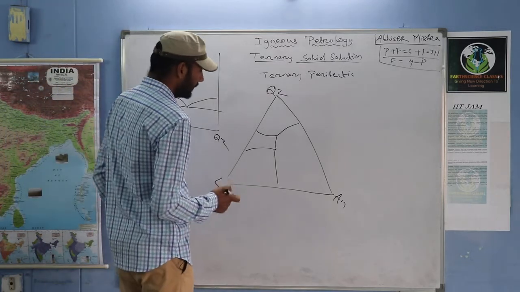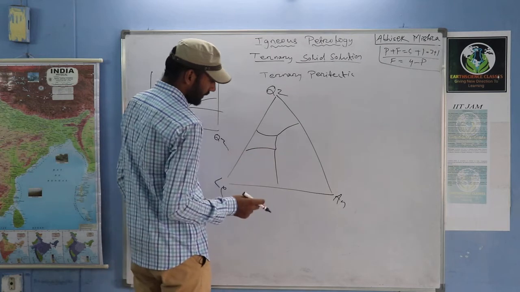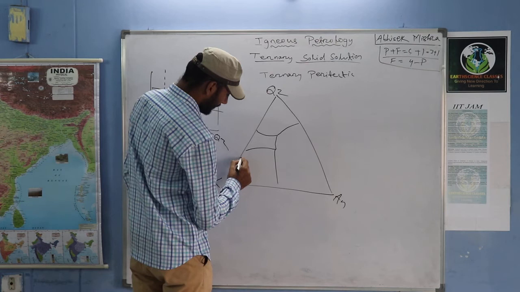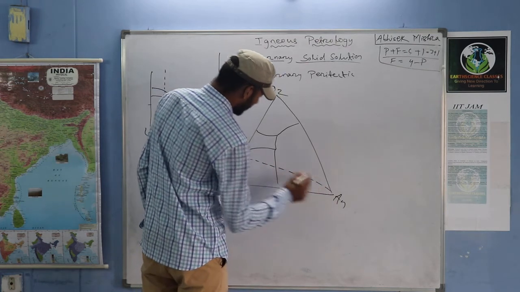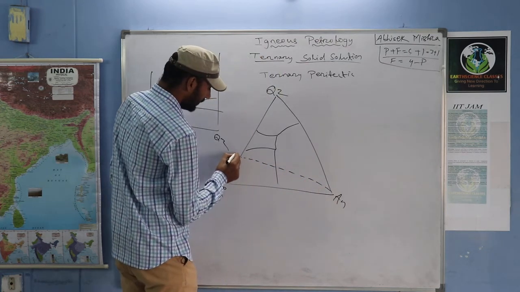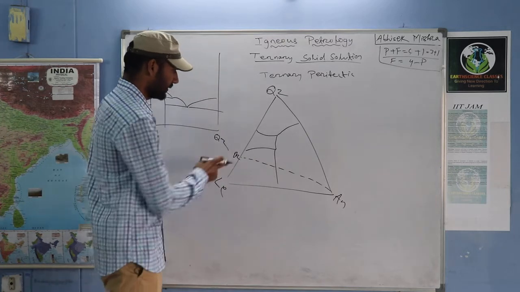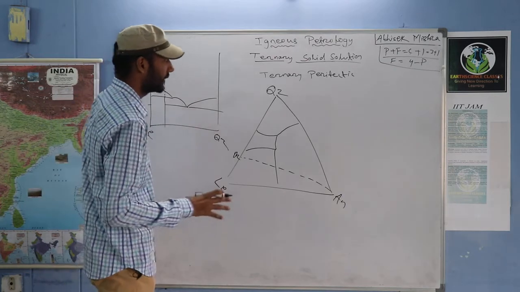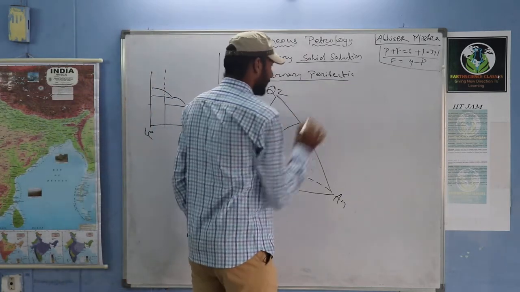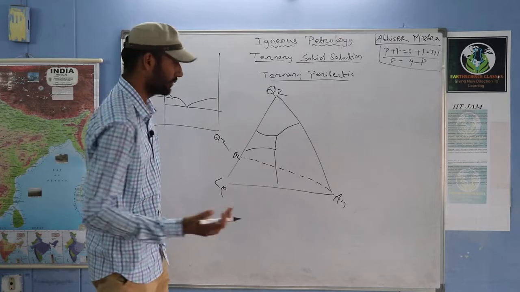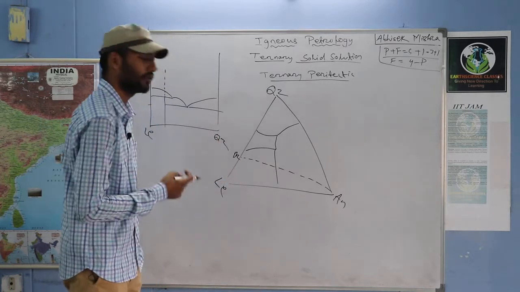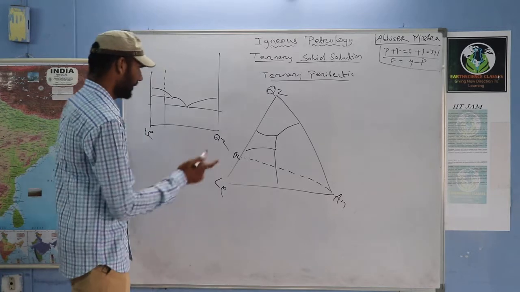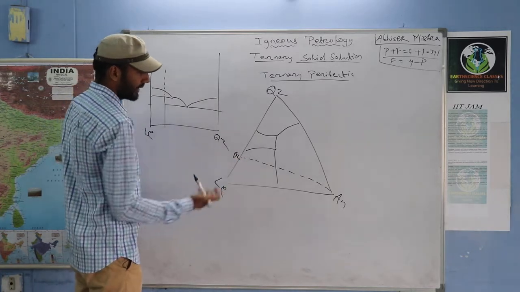So what will happen here? I have already taken one more line here. This is your anorthite and orthoclase line, right? This is your orthoclase. This is similar to what I have told you in ternary peritectic. If you cannot remember, you can see that video first, then you can come to this. In ternary peritectic, I have described all these diagrams.